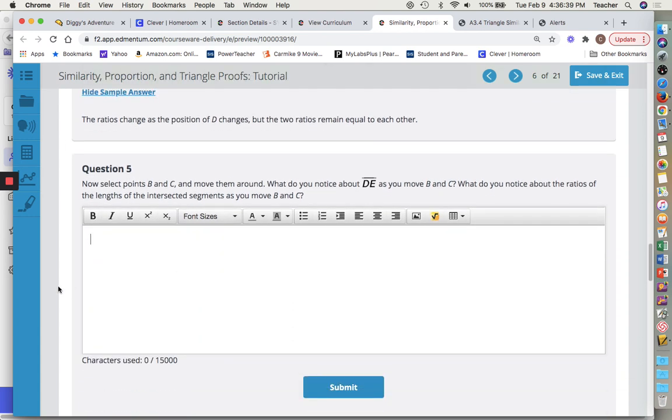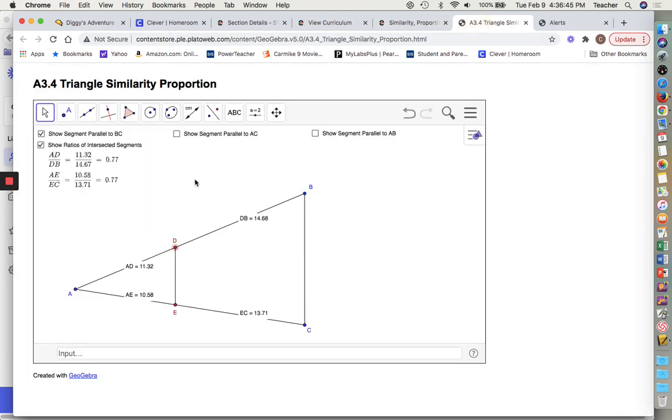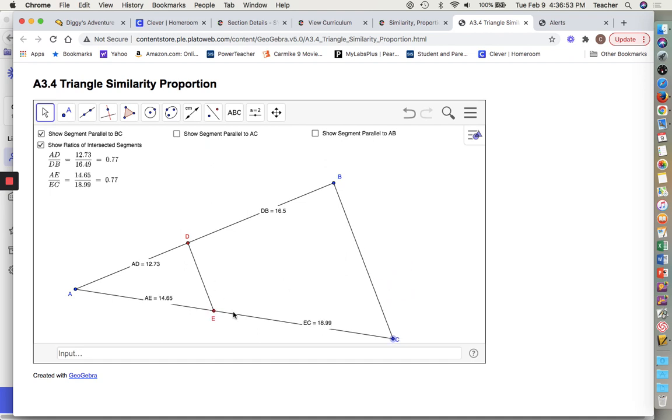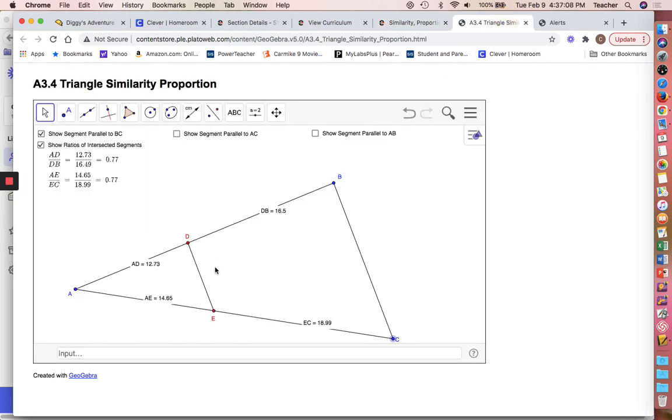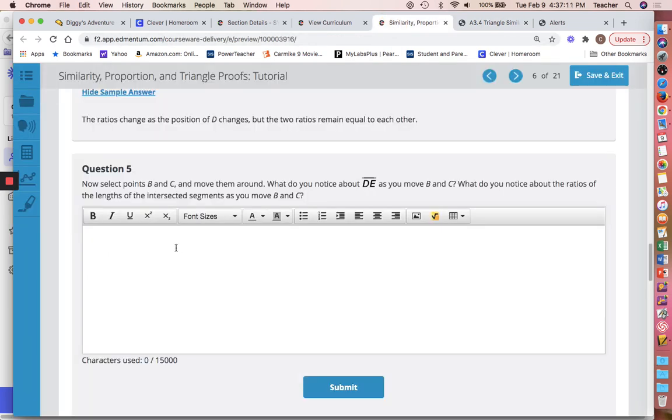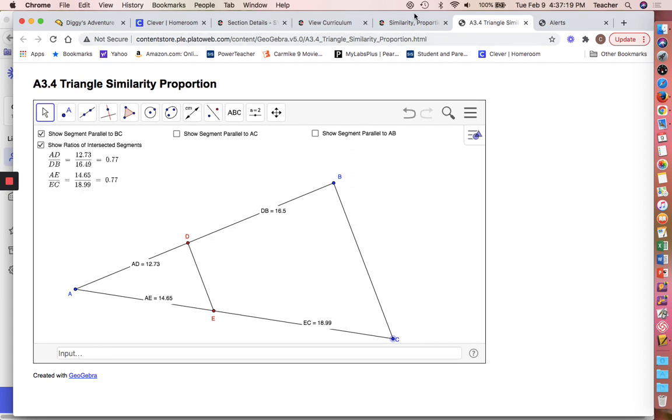All right, question 5. Now select B and C and move them around. Okay, so I'm going to select B and C and move it. There's B. Oh, look, these remain parallel. What if I move C way out here? Yes, so they still remain parallel. They still remain proportional to each other. All right, what do you notice about DE as you move B and C? It remains parallel. I just said that. DE remains parallel to BC.